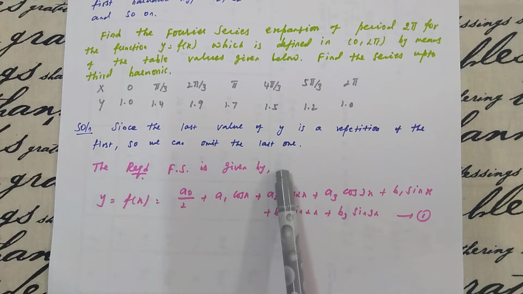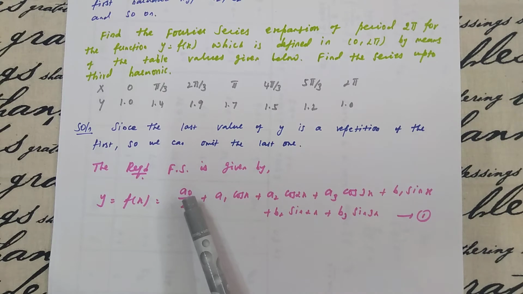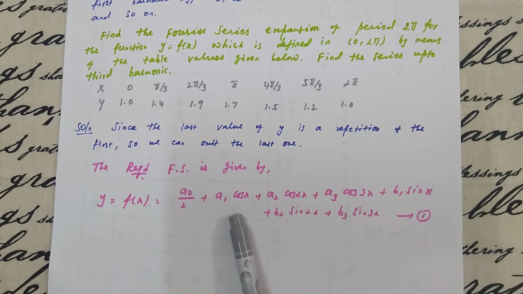Now the required Fourier series is given by y equal to f of x equal to a0 by 2. We have to find up to the third harmonic, so plus a1 cos x plus a2 cos 2x plus a3 cos 3x plus b1 sin x plus b2 sin 2x plus b3 sin 3x. We can call this equation 1.